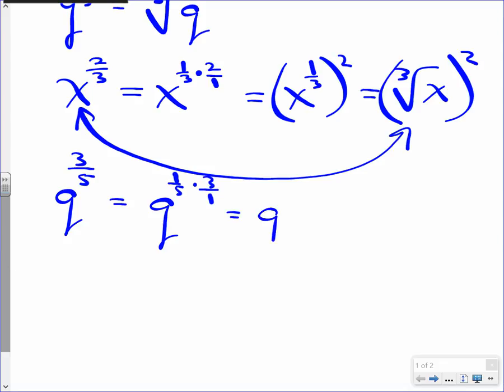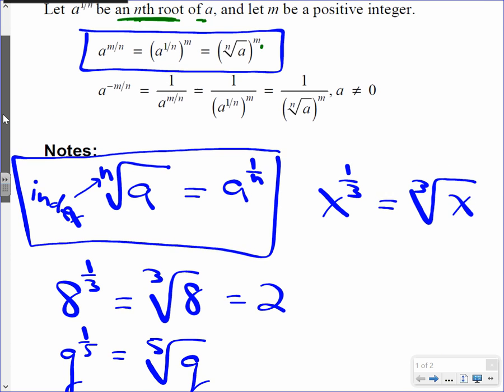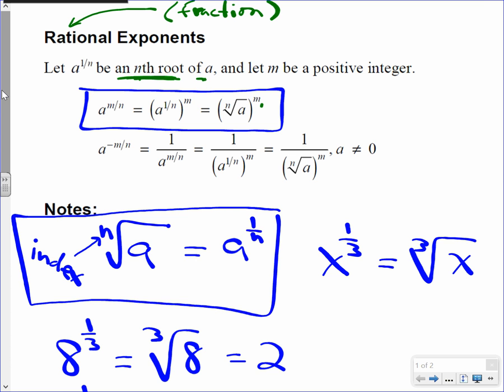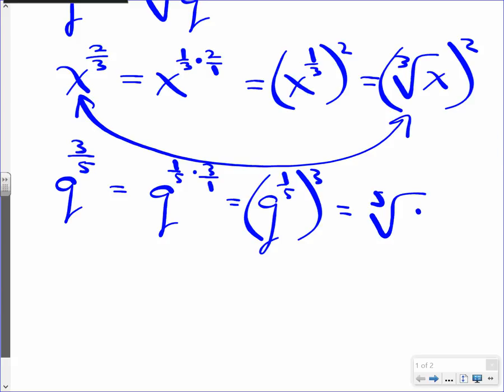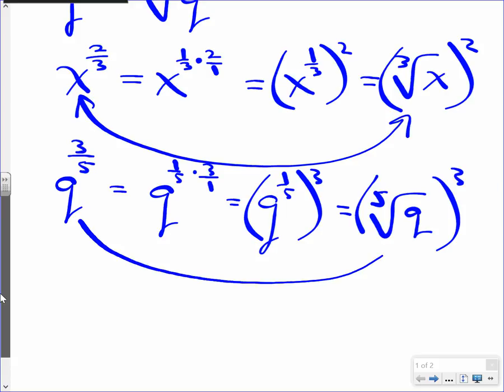Which is equal to q to the 1/5 times 3. That's the same thing. Which is equal... How do you say that? Fifth root of. Q. Nice. And then 3. We're done. So this means that.